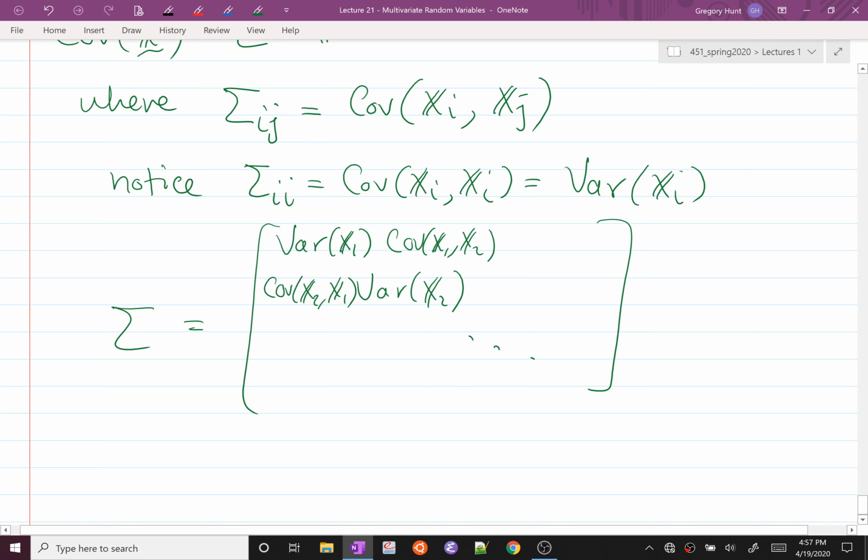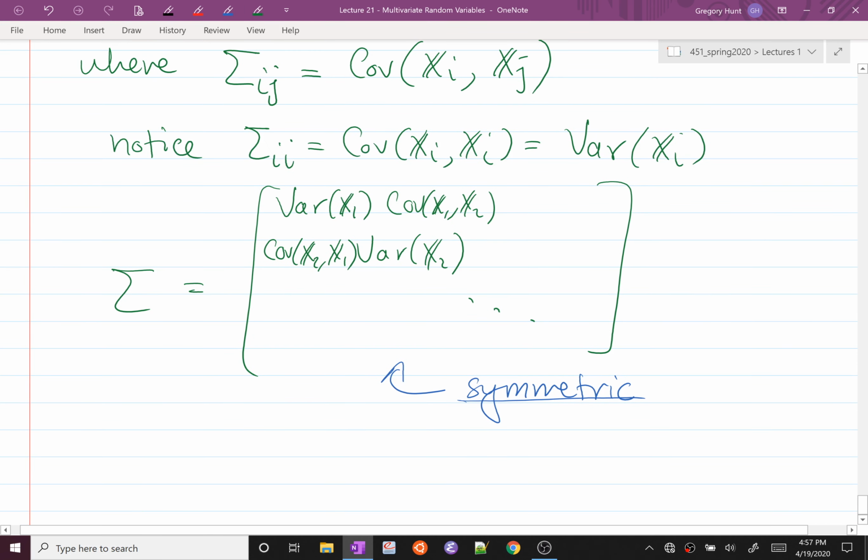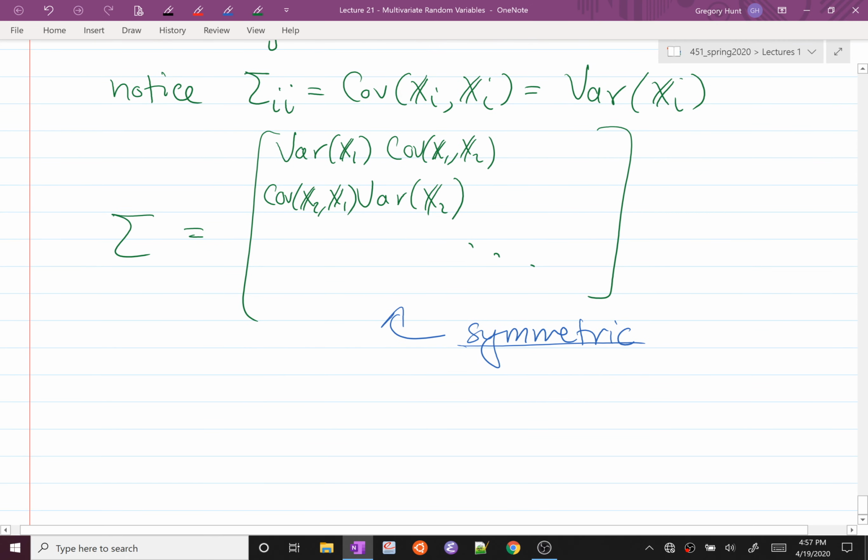Notice that this matrix will be symmetric, which is a very important property of matrices. If you take an intermediate linear algebra course, this property of symmetry is very important. In this case, the covariance matrix is an n by n symmetric matrix. Yeah, we'll leave it there. Okay.